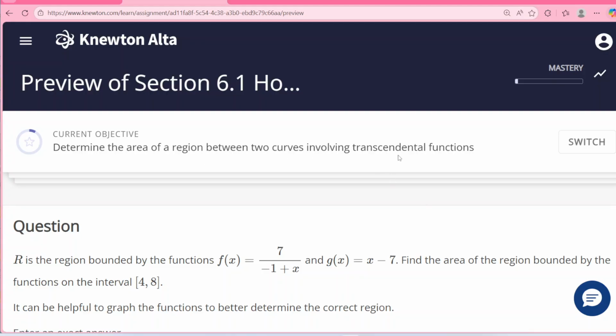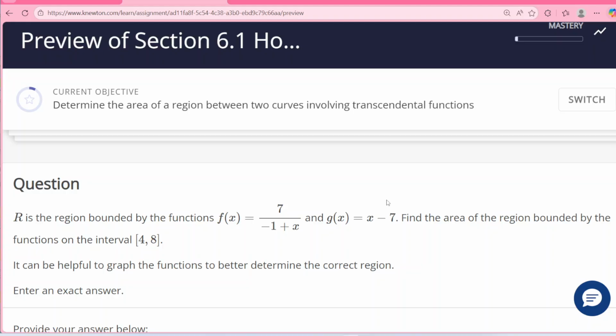So another one where neither of these is transcendental. This is a rational function, polynomial over polynomial, and this is a line. Either way, I think it might be because you're going to have a logarithm when you do the antiderivative. So that's why this is in the transcendental section. Yeah, the functions themselves are not transcendental, but when we do the antiderivative of f, it'll involve a logarithm, which is transcendental, right? Not algebraic.